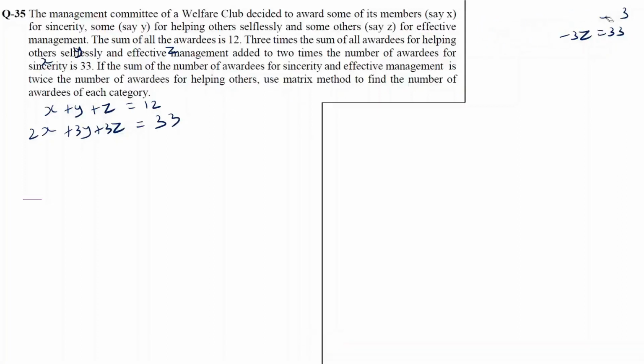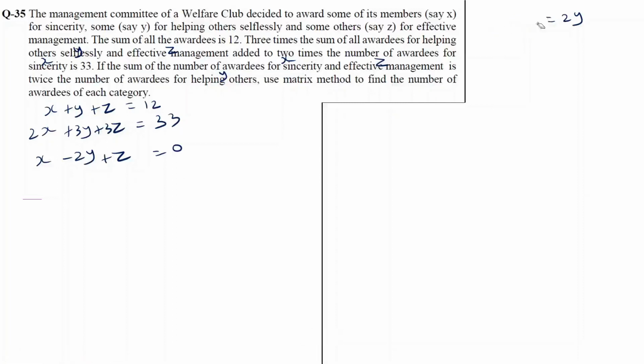And next we have the next equation. If the sum of the number of awardees for sincerity, this is X, and effective management, this is Z, is twice the number of awardees for helping others, this is Y. So X plus Z is equal to 2Y. So the next equation is X minus 2Y plus Z equal to 0. So these are the 3 equations.